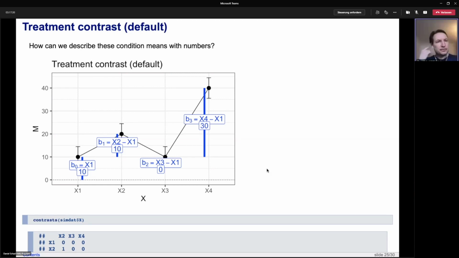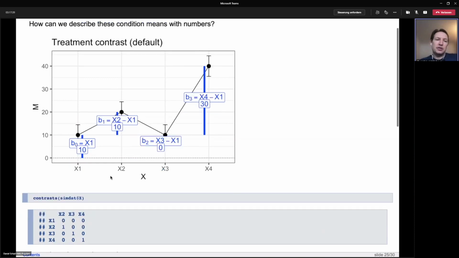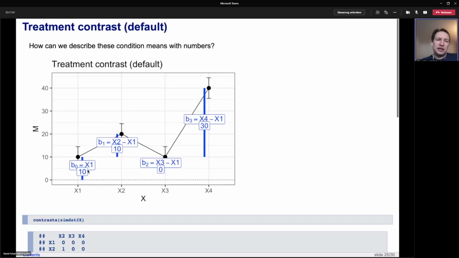Okay, so let's go on. So how can we describe these condition means with numbers now? What the treatment contrast does is again define the intercept, which estimates the mean of the baseline condition, and now all the other effect coefficients test the difference of one condition to the baseline.